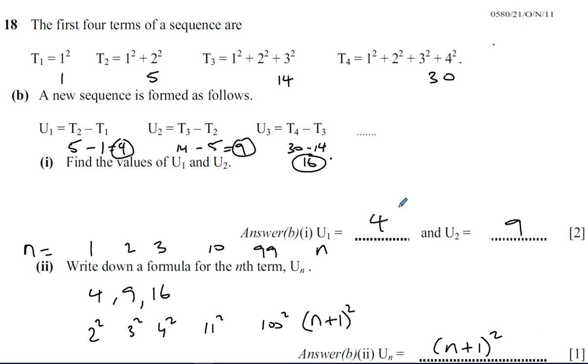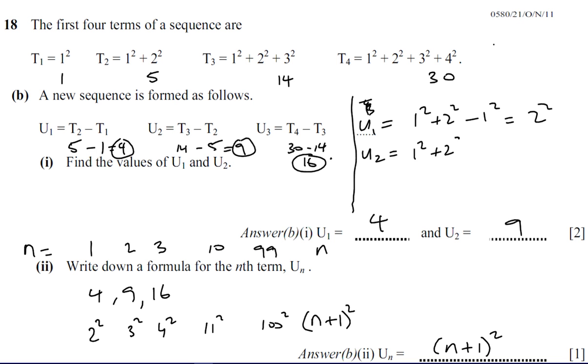Another way of doing this is you can just take them away as they are. So for example, the first term of u is going to be t2 minus t1, which is 1 squared plus 2 squared minus 1 squared, which gives you 2 squared, which is 4, as we saw. And the second term is going to be 1 squared plus 2 squared plus 3 squared minus 1 squared plus 2 squared. So when you subtract these, the 1 squared will cancel out and the 2 squared will cancel out, and you're left with 3 squared, which we find is 9, and it will follow with the same pattern. The next term is going to be 4 squared, which is 16, and 5 squared, and so on.